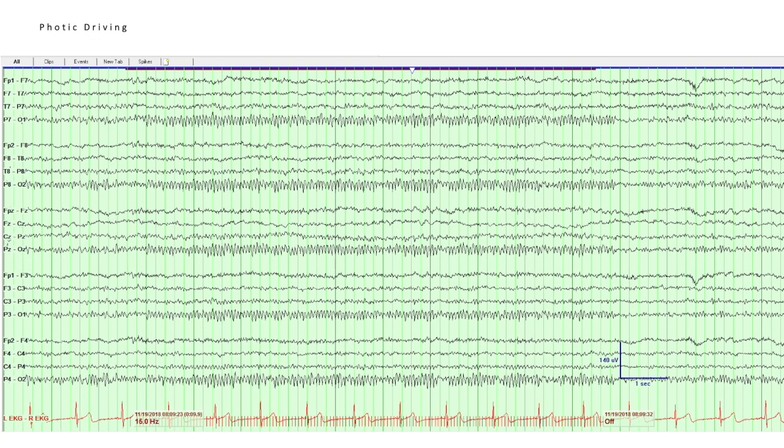Here's another example. Can you see where there's photic driving? Note here that you just sort of see a somewhat poorly formed posterior dominant rhythm. But as the photic stimulation begins at 15 hertz, you see 15 hertz corresponding time-locked discharges in the occipital regions, which then immediately cease as the photic stimulation stops.